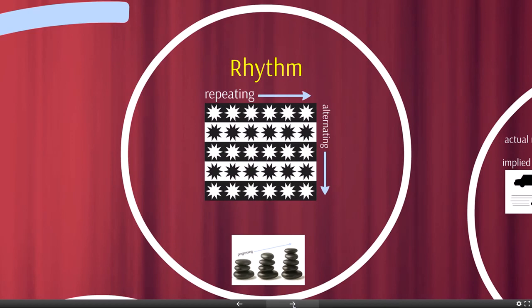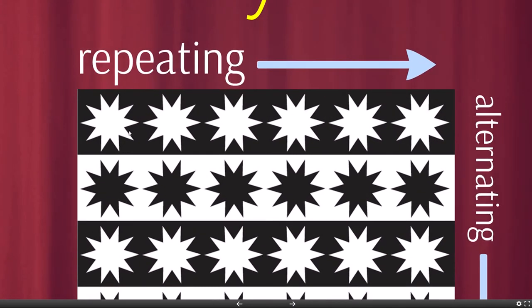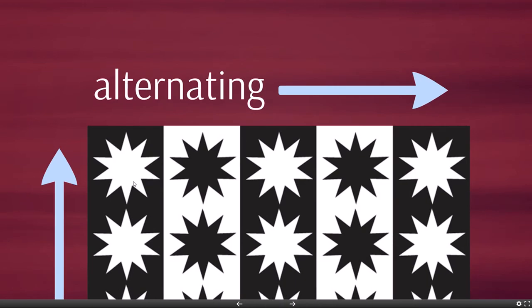With rhythm, we have three types of rhythm. The first is repeating. Here we are repeating a white star across from left to right. We're repeating a black star across left to right. So we're repeating the same thing. If we look this way, we're alternating white, black, white, black, white, black.